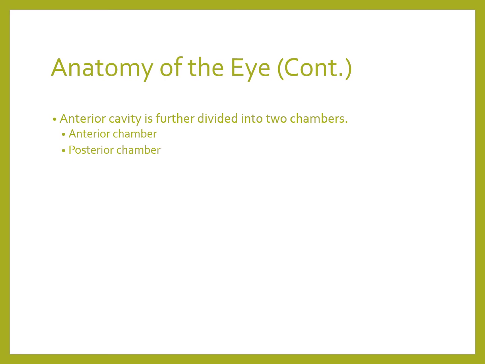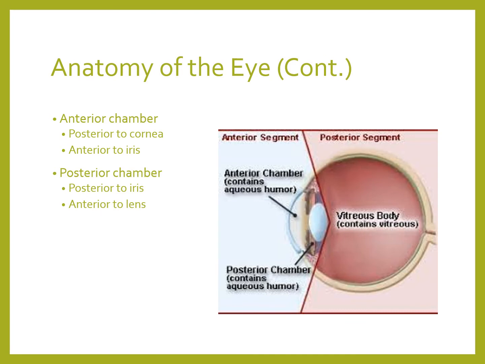The anterior cavity is divided into two chambers, the anterior and posterior. Both chambers are filled with aqueous humor. The anterior chamber is posterior to the cornea and anterior to the iris. The posterior chamber, in contrast, is posterior to the iris, or behind it, and anterior to the lens. And again, keep in mind that glaucoma is the term used to describe a group of eye conditions that are characterized by an increased intraocular pressure.